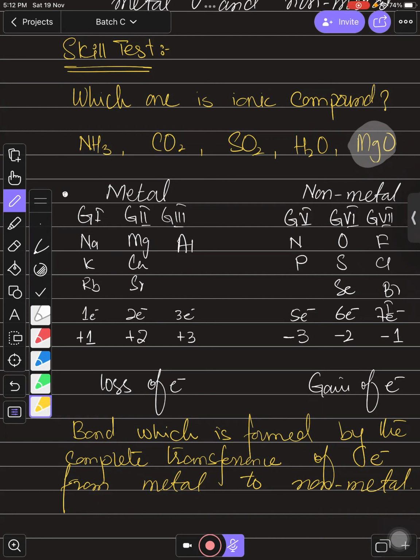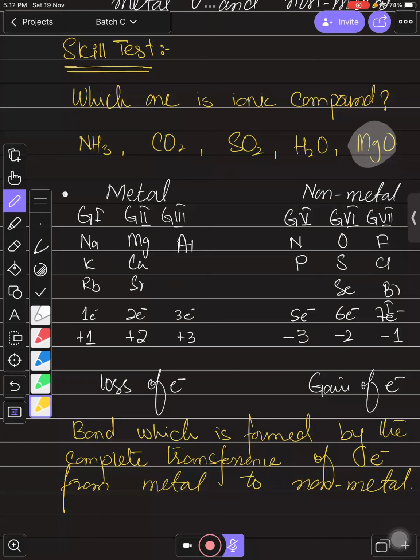You can only use the word donate, you can only use the word loss, you can only use the word transfer. You're not supposed to use the word share over here. You need to keep remembering this. Is that clear, every one of you? Yes. So remember what I am saying again. Never ever use the word share in this, because in MCQs they will give the word share and all of you will mark it. I know, okay? That's why I am saying again, never ever use the word share for ionic bonding.